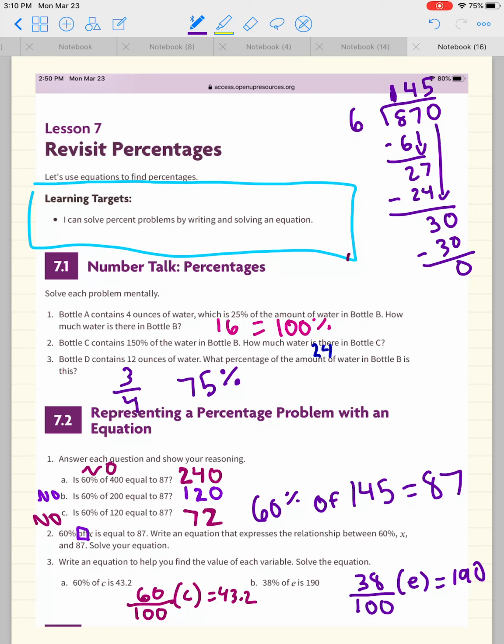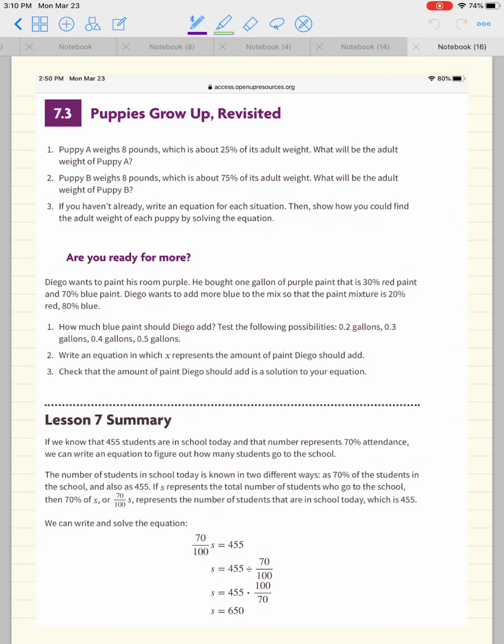Okay, I want you guys to solve these on your own, and so I am not going to do that one for you. Go ahead and try, and if you want me to check or give you the answers, message me, and I can. I'm going to go ahead and move on to 7.3. We can pause the video, and when you're done with 7.2, continue with me.